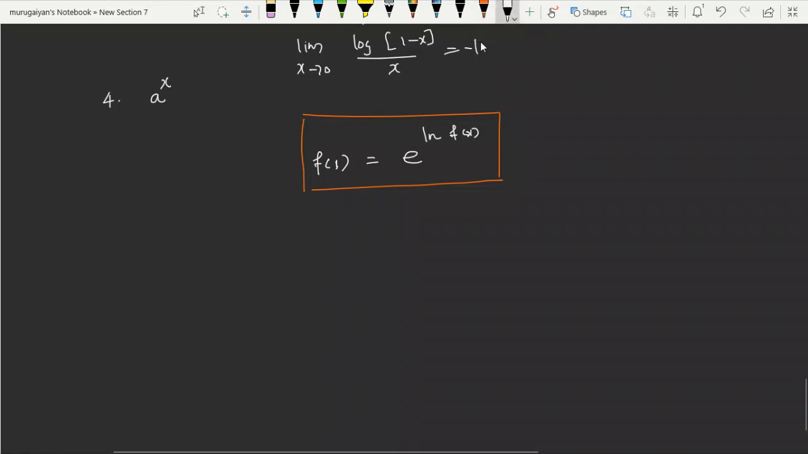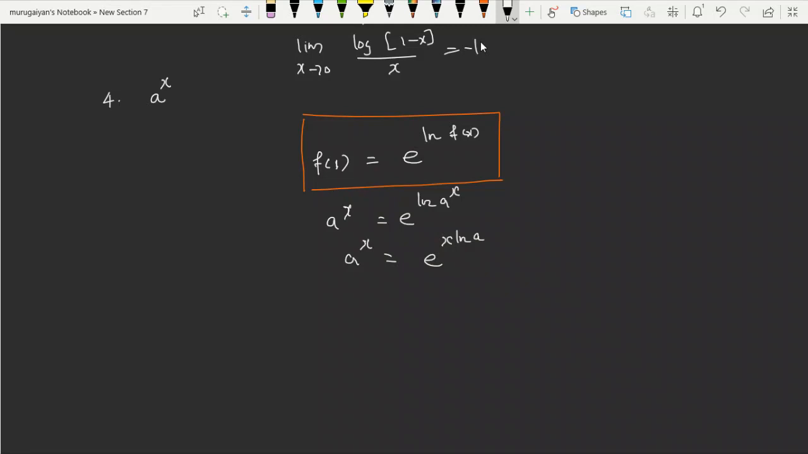We apply this, we can write a power x as e power ln a power x. Am I correct? Then if we apply a little bit of the logarithmic law, the power rule on the exponent, it will be e power x ln a. So a power x is an exponential function. This is also an exponential function, but with a base other than e.